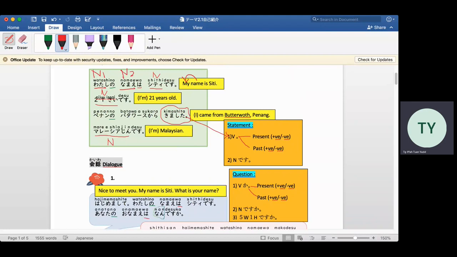21歳です. I'm 21 years old. Can you see I put I am in the bracket? Basically 21歳 means 21 years old. But as I said, English is subject prominent. So I is being omitted here since it's already spoken here. Watashi no, watashi is already spoken here. So if you want to write in detail, you can put here watashi.